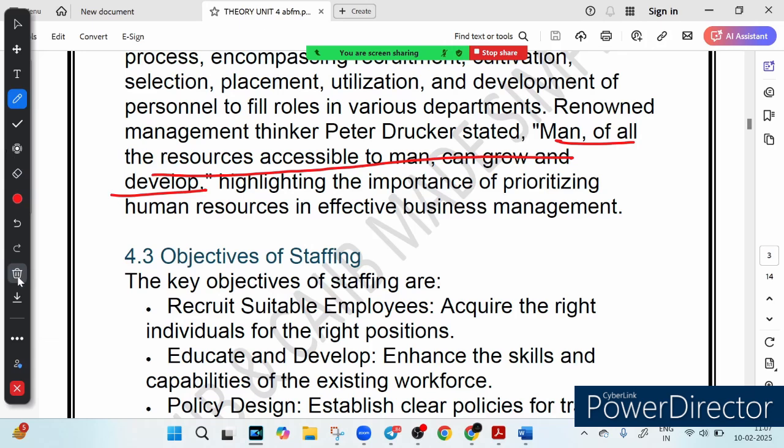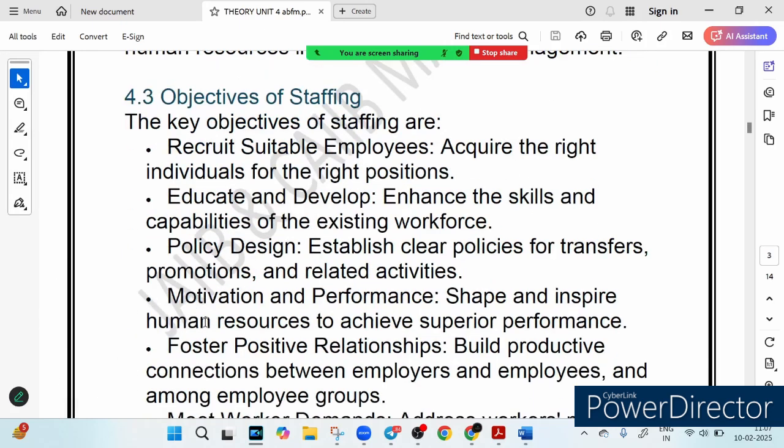I hope this is clear to you, what the function of staffing is. I hope I have given sufficient points to make it clear. Now let's dive into the objectives of staffing.